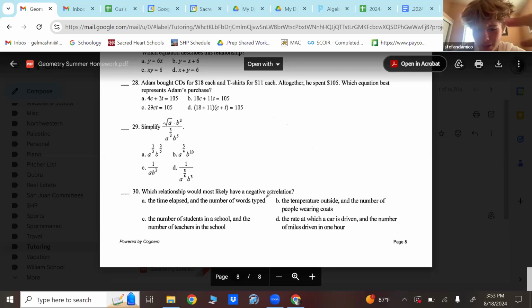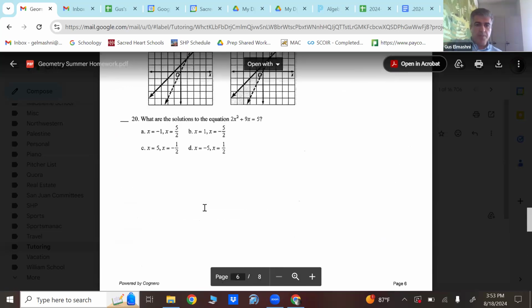So I think it's C. No, it's B. Oh, it's B, really? Yeah, because if it gets colder outside, the temperature goes down, more people are wearing coats. Oh, that's true. So they're going opposite directions. Okay. All right. Well, that was incredibly efficient. That was really good.